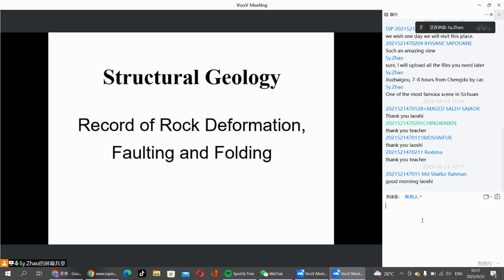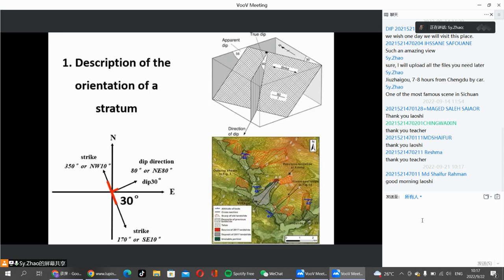So, okay, let's start. This is the science about the record of rock deformation, faulting and folding. First of all, I will talk about how we can describe the orientation of rock strata.